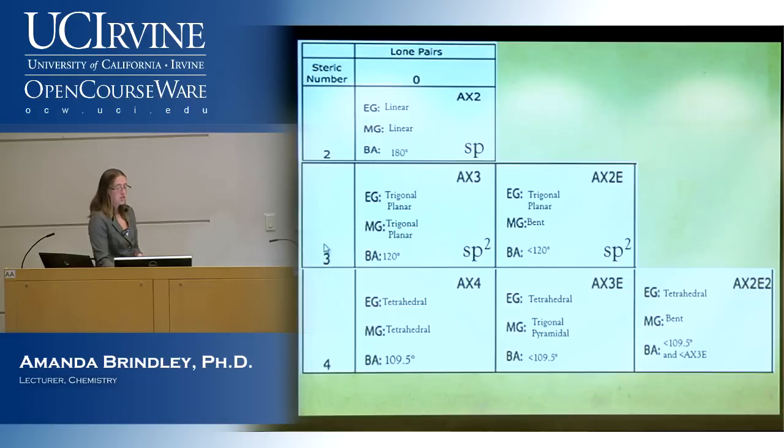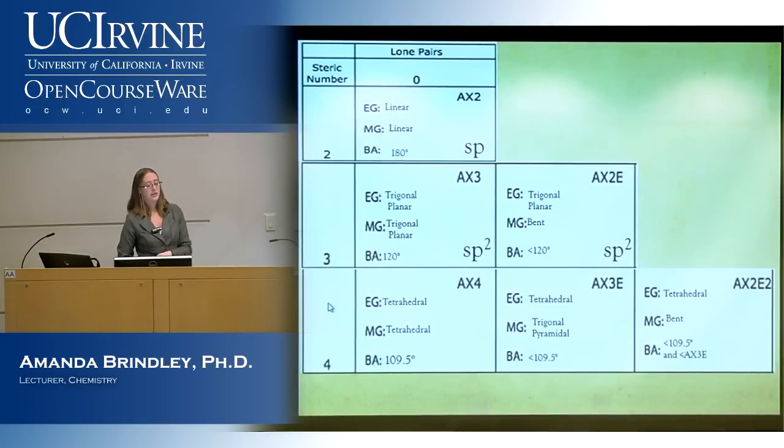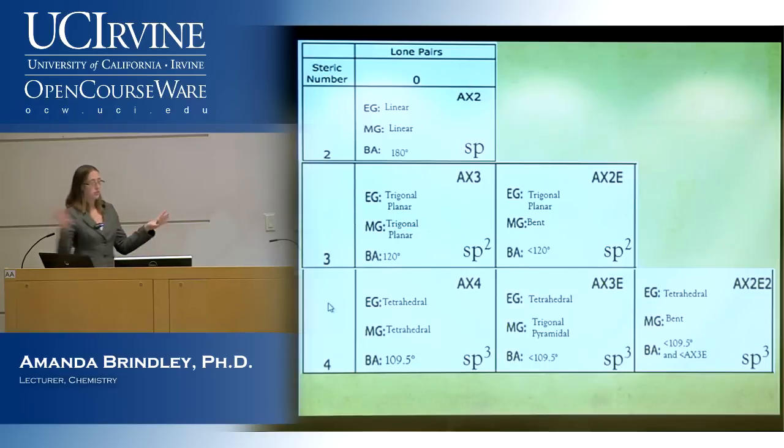Okay. So steric number 4. If we have a steric number 4, how many hybrid orbitals do we need? 4. So how many orbitals do we need to start with to get that? 4. So we're going to have an sp3. And that's for the whole steric number 4. All right? So we figure out our steric number. That's how many hybrid orbitals we need. That's how many orbitals we have to start with.